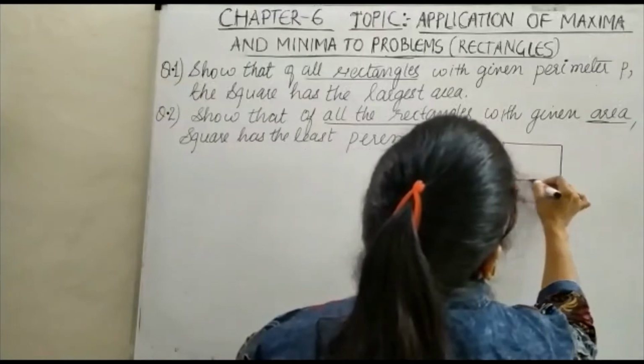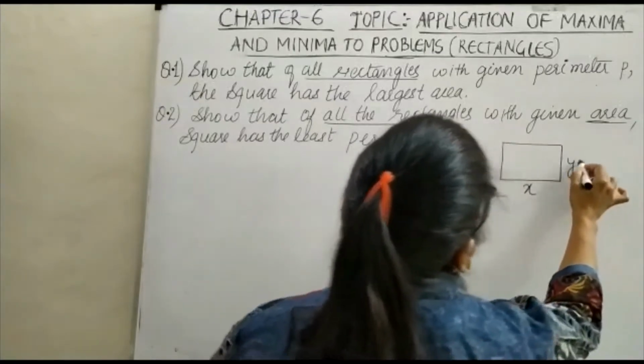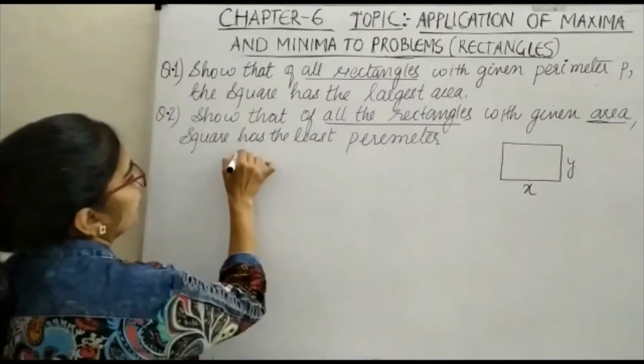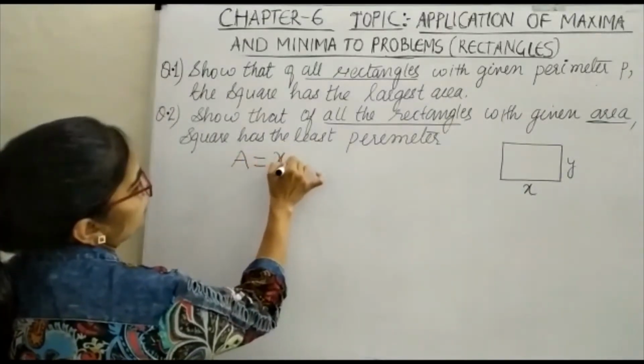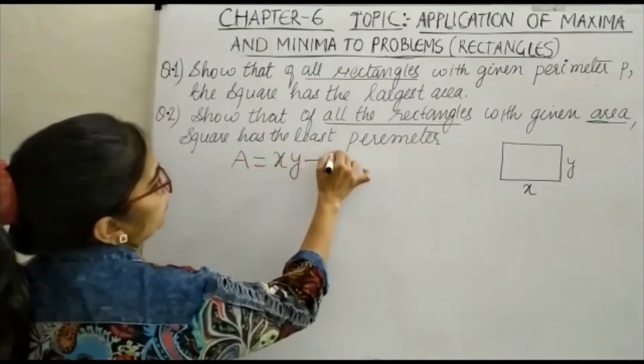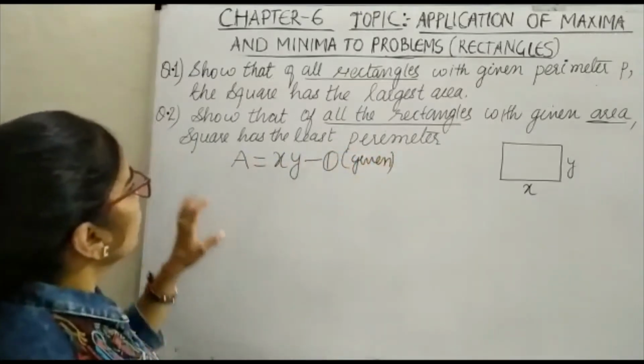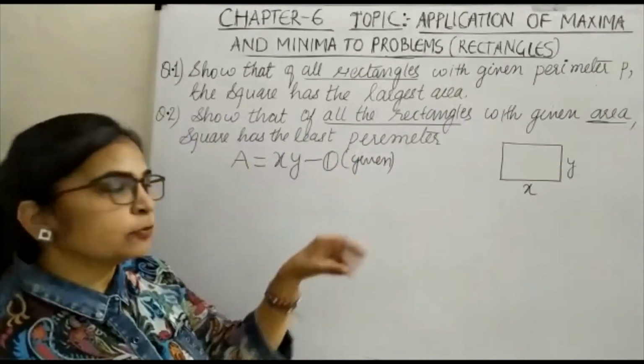This is our rectangle. This is x and this is y. With given area, तो इस क्वेश्चन में आपको क्या दिया गया है? Area that is equal to x into y. Let it be question number 1. ये आपका क्या है? Given. Okay. Now you have to show that square has the least perimeter.